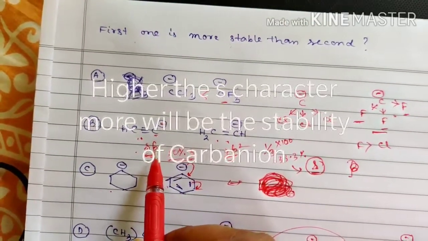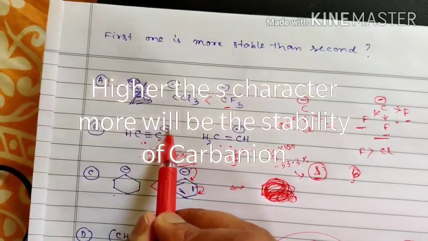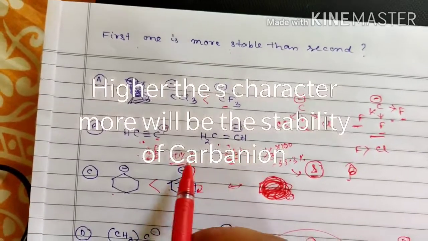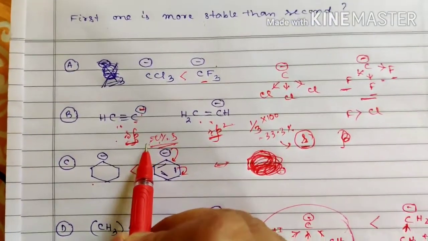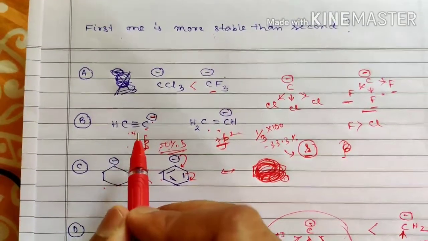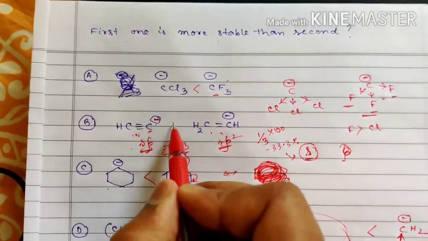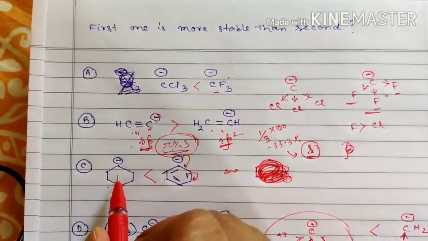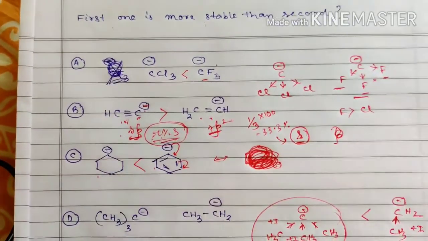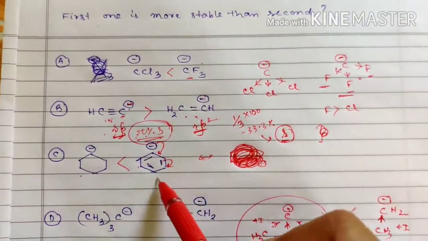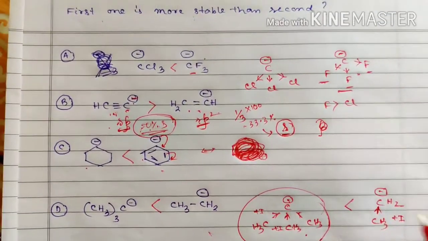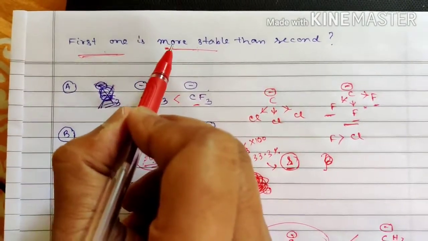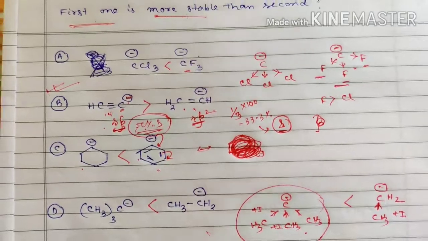The greater the S character, the more the stability, because the electrons would like to be comfortable in the S orbitals compared to the P orbital, since it is closer to the nucleus. So only in this case we should say that the first one will be more stable than the second one, because of the higher percentage of S character, which is closer to the nucleus, and the electrons are more comfortable there. But in the rest of the cases, the second one will be the more stable one. So as per the given question, in which case is the more stable one? The answer is option B.